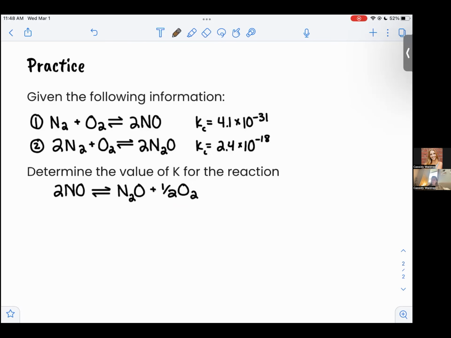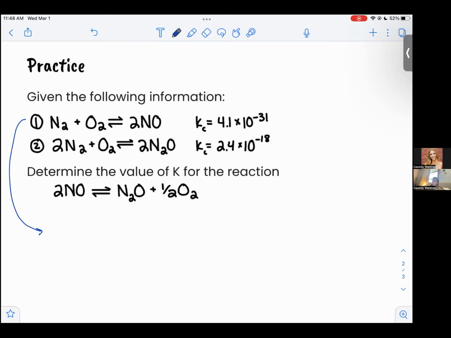Okay, so how do we do this problem and where do we start is probably one of the most asked questions that I get, right? Where do I start with this? So I like to start with figuring out how can I get to my overall reaction? Because once I figure out the manipulations that these two equations need, then I can figure out how to manipulate my K values. So to do this, I'm just going to start with number 1 and see where I can get.